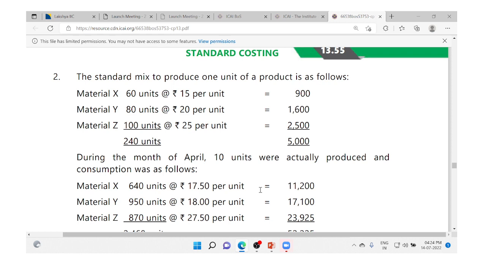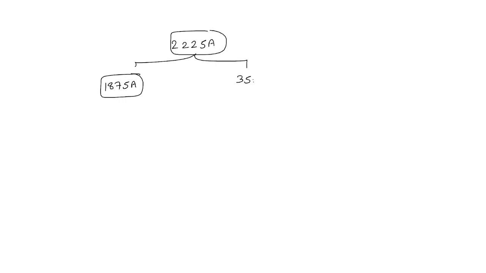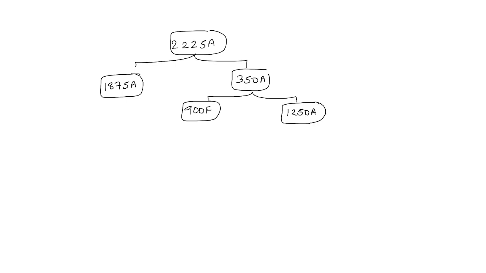Are you all getting the answer as 2225 adverse? I'll put the final solution on the board, friends. Anybody needs help, let me know. It's a very simple problem. 2225 adverse. 1875 adverse. 350 adverse. 900 favorable. 1250 adverse. Right? Okay.